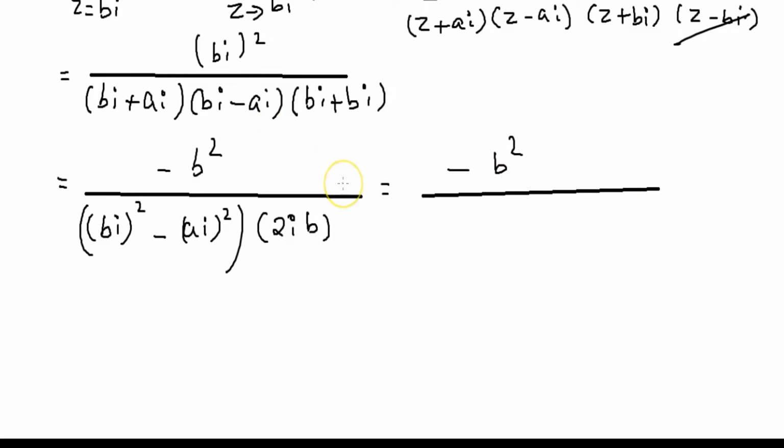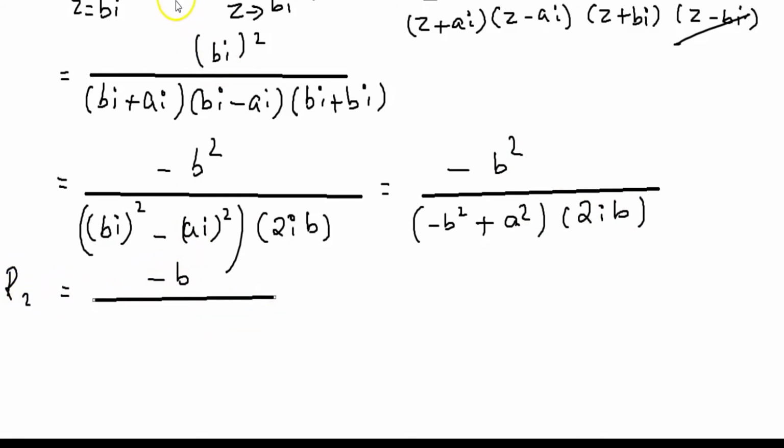Minus b square by bi the whole square is minus b square, minus of ai the whole square is plus a square, into 2ib. Cancelling b terms, the residue at z is equal to bi is minus b by 2i into a square minus b square.